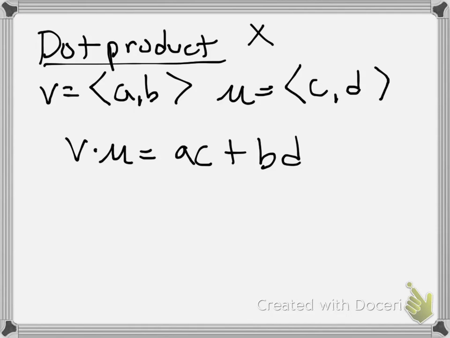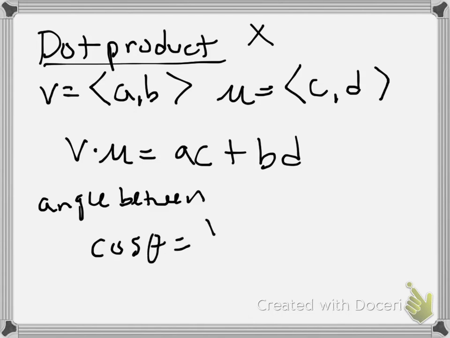If we want to find the angle between the vectors, the cosine of theta equals our vector over its magnitude times the other vector over its magnitude. So what we're going to do here in a little bit is find the dot product, and then we're also going to find the angle between two vectors.